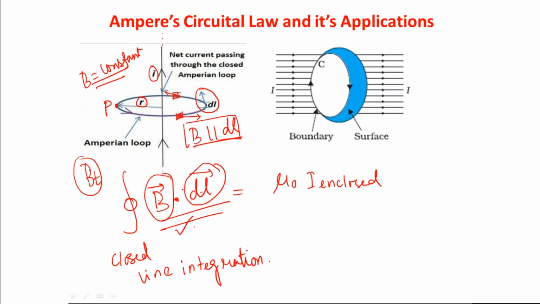That means if you take so many small length elements and then sum them up, then you get this integration. If you take a very small value of this dl, the summation will get converted to integration. So that's why it is written as an integration.